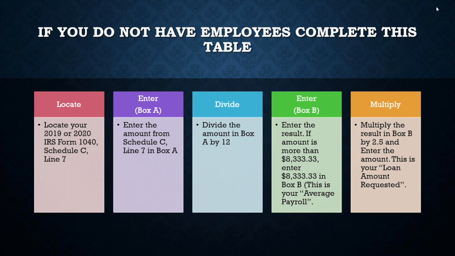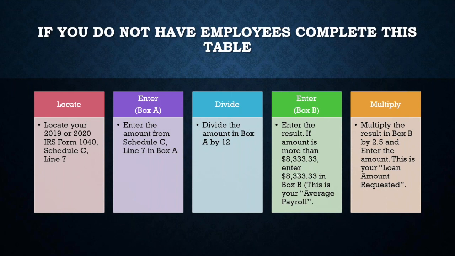So in the last box in this table, you're going to do just what it says. You're going to take that amount in box B and you're going to multiply it times 2.5, and you're going to enter the result in that box. And the result that you are entering, that is the maximum PPP loan amount that you would qualify for based on the gross income on line 7 of your Schedule C.